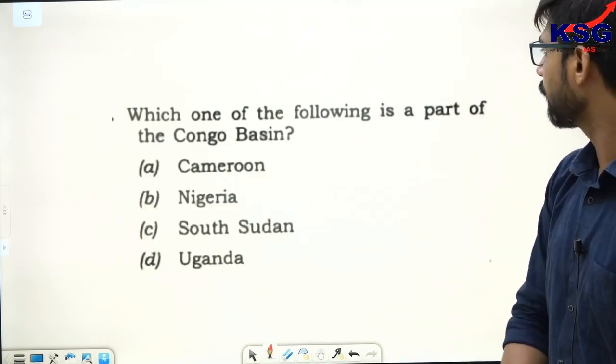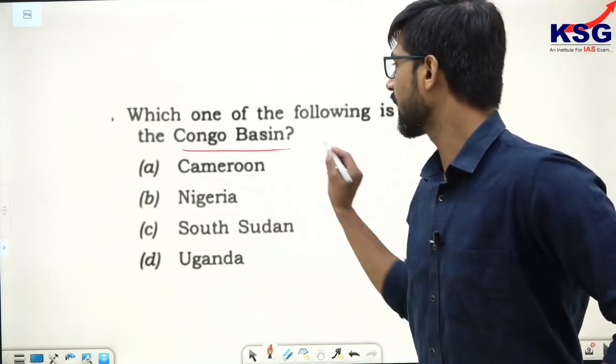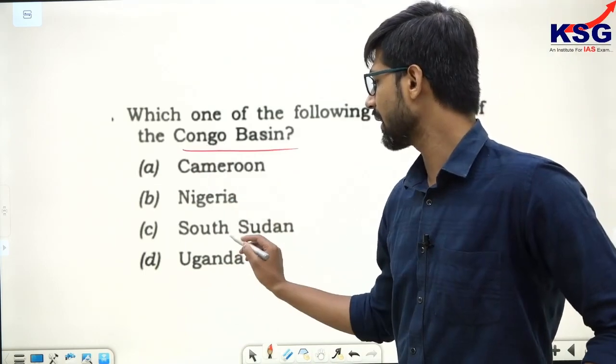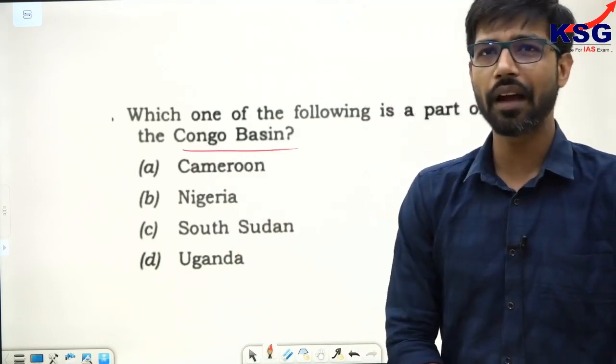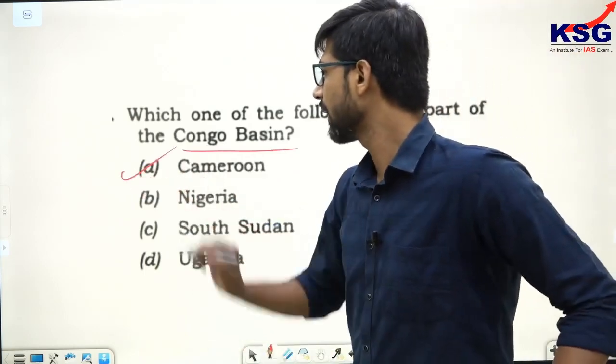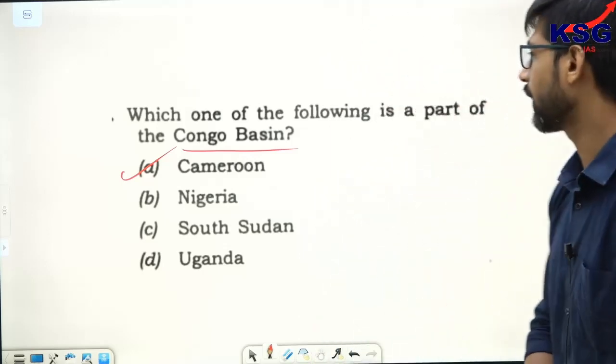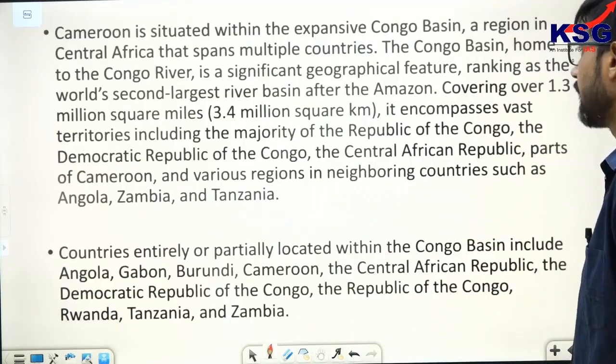The question is, which of the following is a part of the Congo Basin? Options are Cameroon, Nigeria, South Sudan, Uganda. All these are African countries. The correct answer to this is Cameroon. Cameroon is a country which is part of the Congo Basin. Let's learn this in detail.